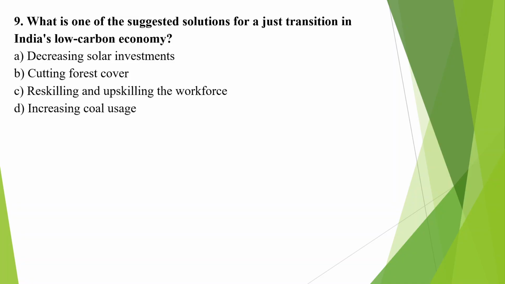9C is the correct answer for this question, because as you can see, when you cut the forest as per option B, the forests are referred to as carbon sinks. They store the carbon from the atmosphere. So cutting the forest won't support the low carbon economy. Similarly, increasing coal use will also not support a low carbon economy, and decreasing the solar investment is basically saying that when you are investing much on the fossil fuel side, the carbon economy will increase. It will not support the transition towards the low carbon economy.